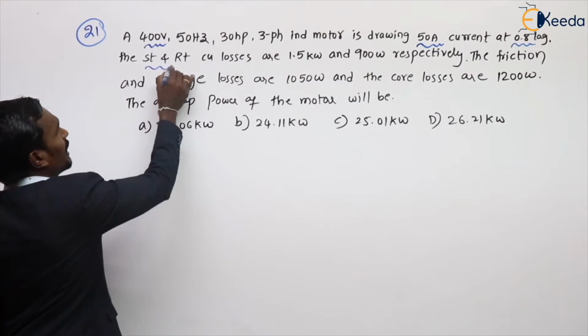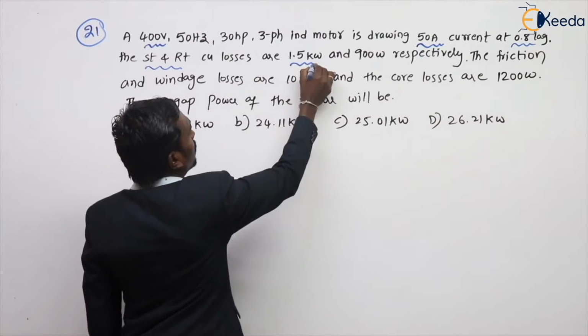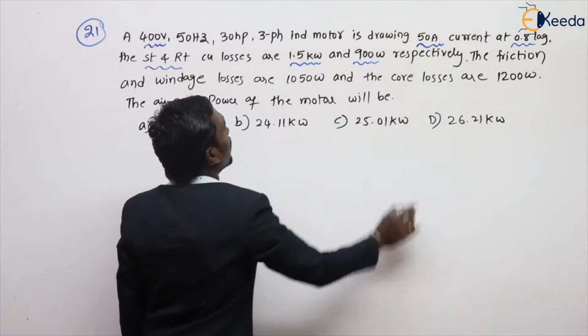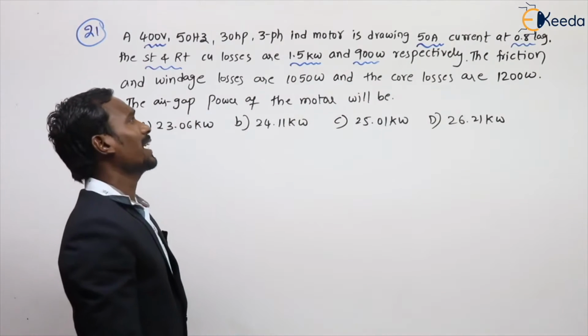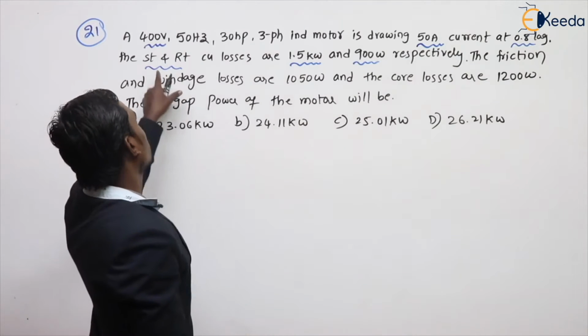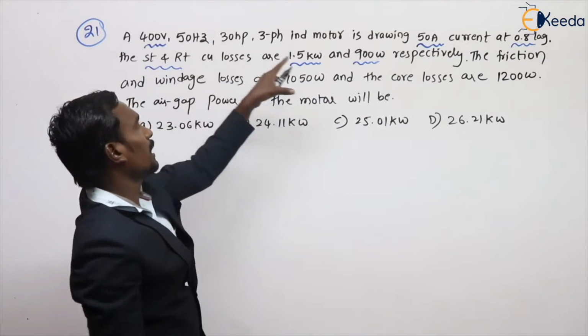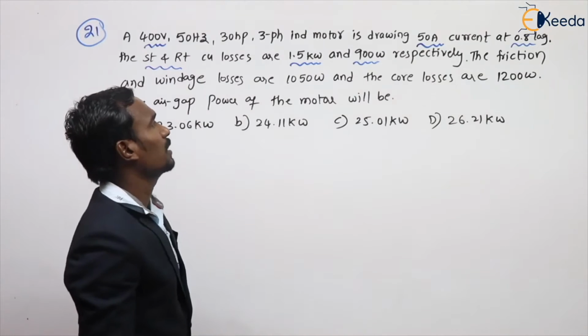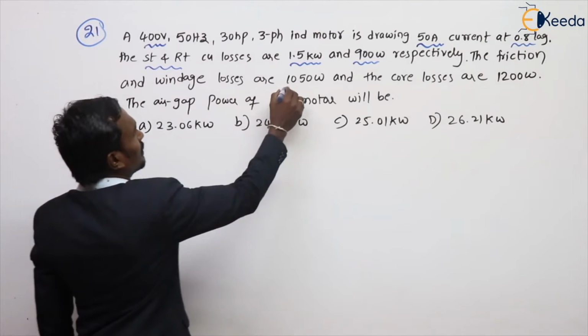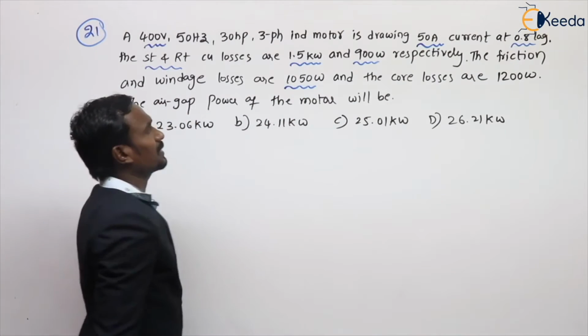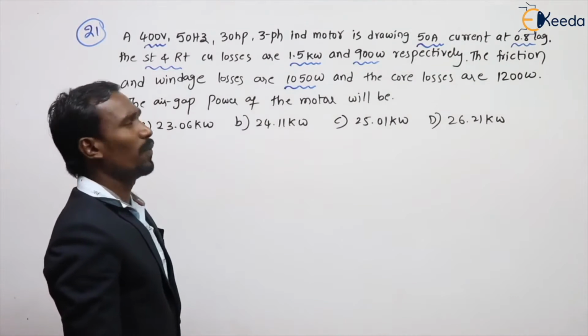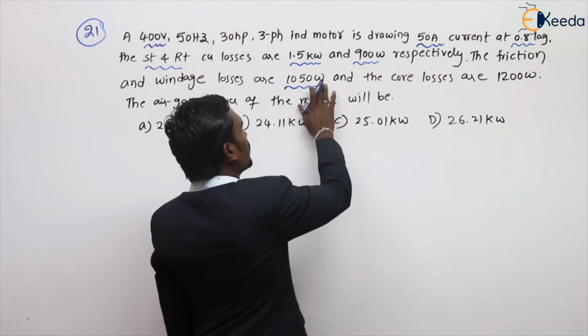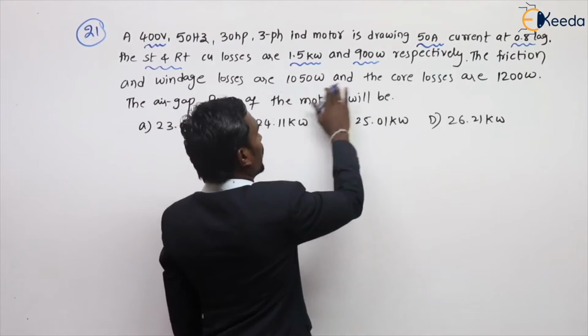The stator and rotor copper losses are 1.5 kilowatts and 900 watts respectively. Stator copper losses, rotor copper losses respectively. The friction and windage losses are 1050 watts.